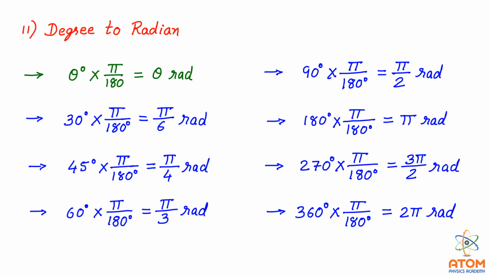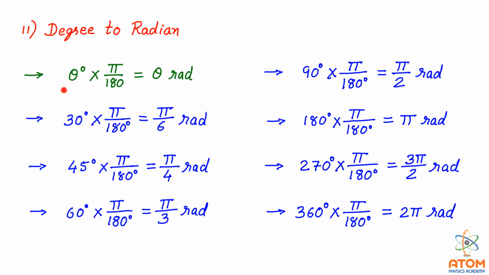Now the next topic is conversion of degree to radian. In physics equations, the angle is kept in the form of radian. You know the unit of plane angle is radian, not degree. So in physics equations, we have to put the angle in radian. So here is the equation to convert any degree into radian.